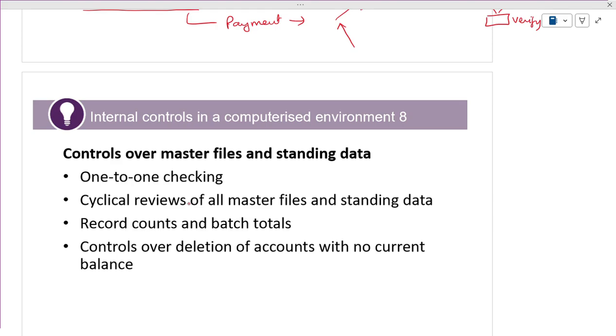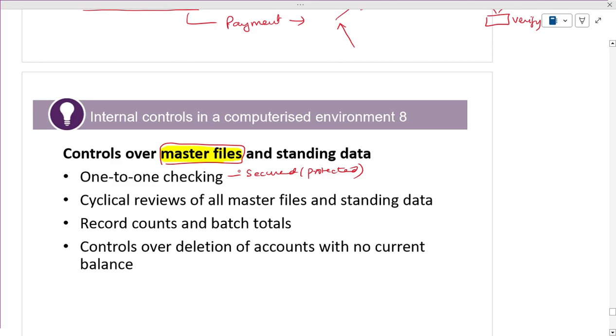Okay, controls over master files. They are giving importance again and again to master files. Source files are important. One-to-one checking. Master files have to be secured and protected. We should check that everything is in order, every entry is authorized and every entry is approved.